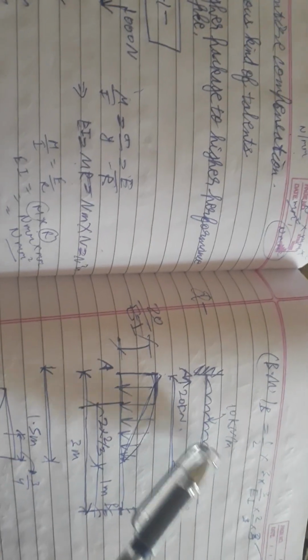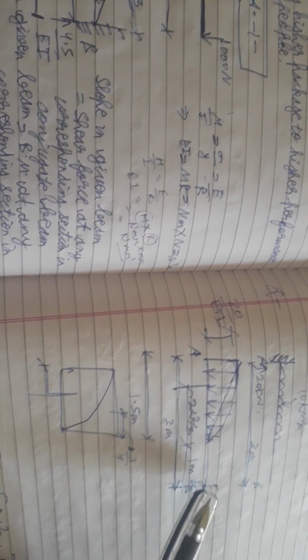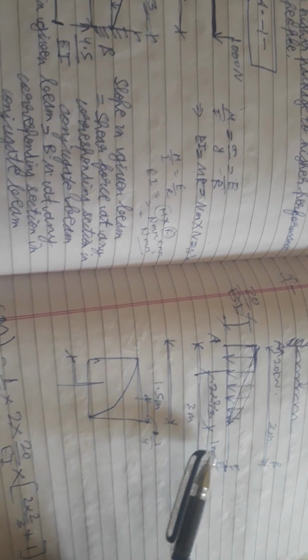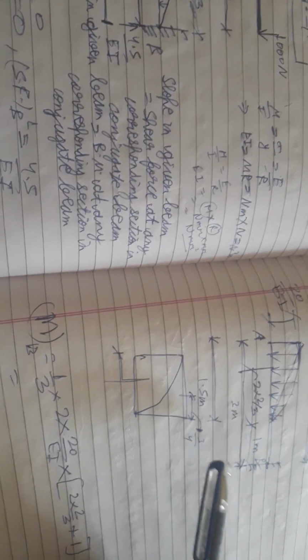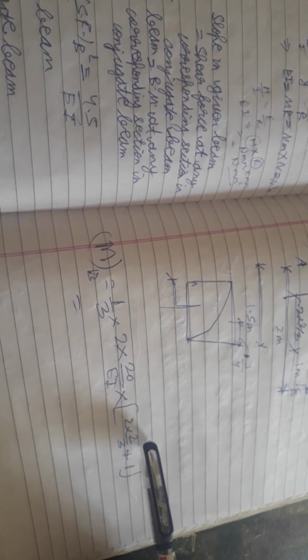This is 10 kN per meter. This is 3 meter. This is 20 kN. This is 2 into 2 by 3. Then 1 meter. Then 1.5 meter. This is 3 by 4. Then MB is equal to 1 by 3 into 2 into 20 by EI into 2 into 2 by 3 plus 1.